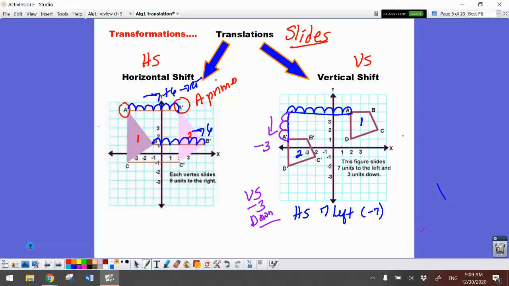And if I was to think about what happened with B, it would be the same thing. I would be moving 7 and 3. C would be 7 and 3. Again, when you're transforming, everything is rigid, so the shape has to stay the same. Now, this is the one that shows up the most often with our quadratics.